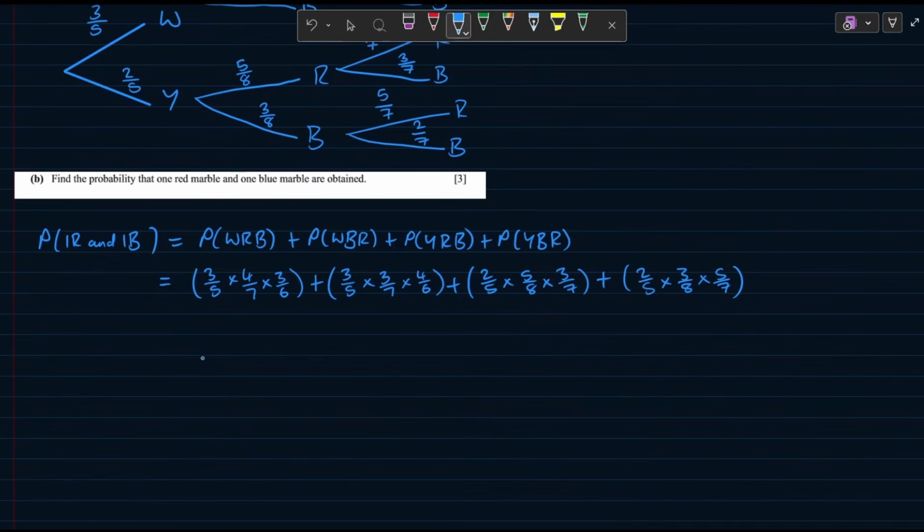Okay, let's punch this all into the calculator, and that will give us the probability of 1 red and 1 blue. So this is 3 over 5 times 4 over 7 times 3 over 6 plus 3 over 5 times 3 over 7 times 4 over 6 plus 2 over 5 times 5 over 8 times 3 over 7 plus 2 over 5 times 3 over 8 times 5 over 7. And that gives us 39 over 70. This is the probability of obtaining 1 red marble and 1 blue marble.